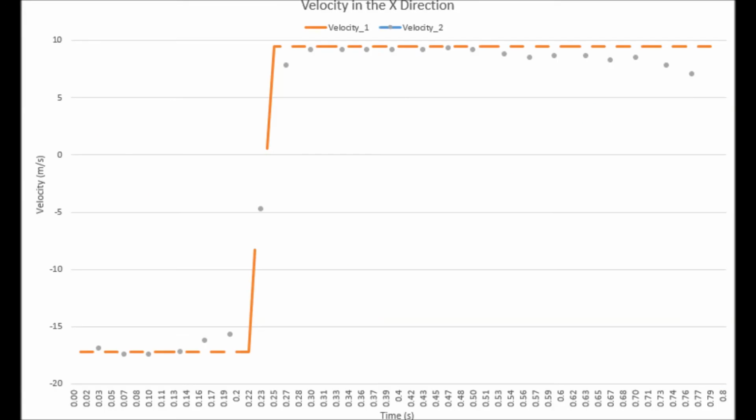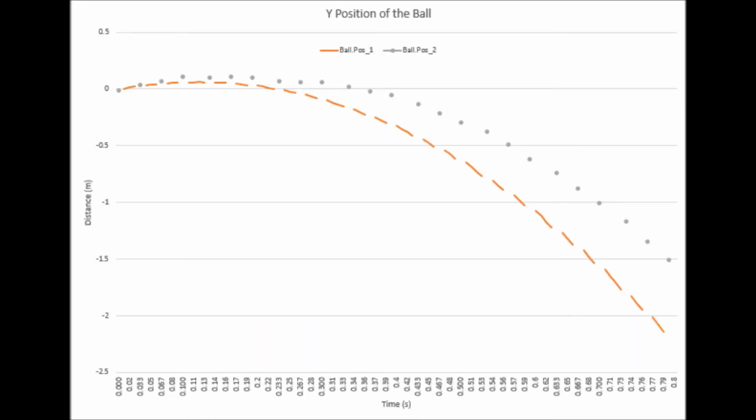Here's the x velocity of the ball. Here we see why the x position graph was skewed. We see that the computational model assumes that, with the exception of the collision, the ball had a constant velocity, when in reality the magnitude of the velocity was decreasing. Here is the y position of the ball.